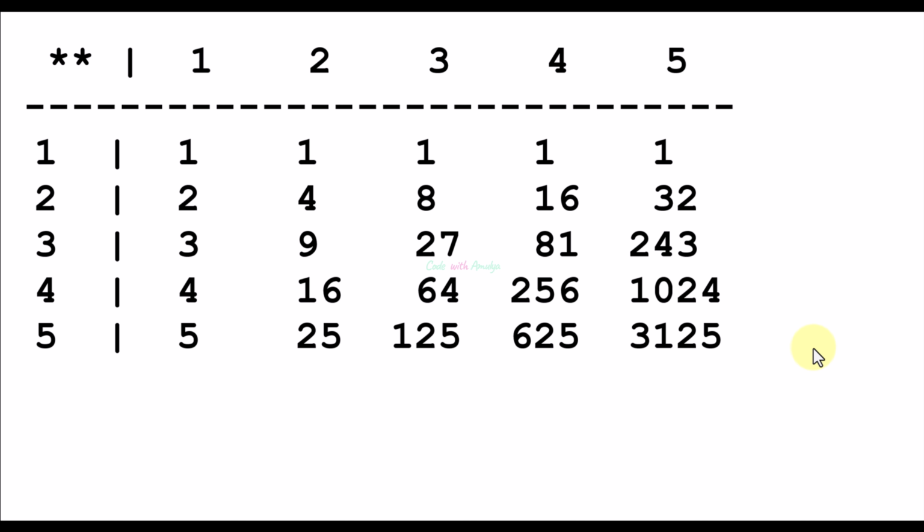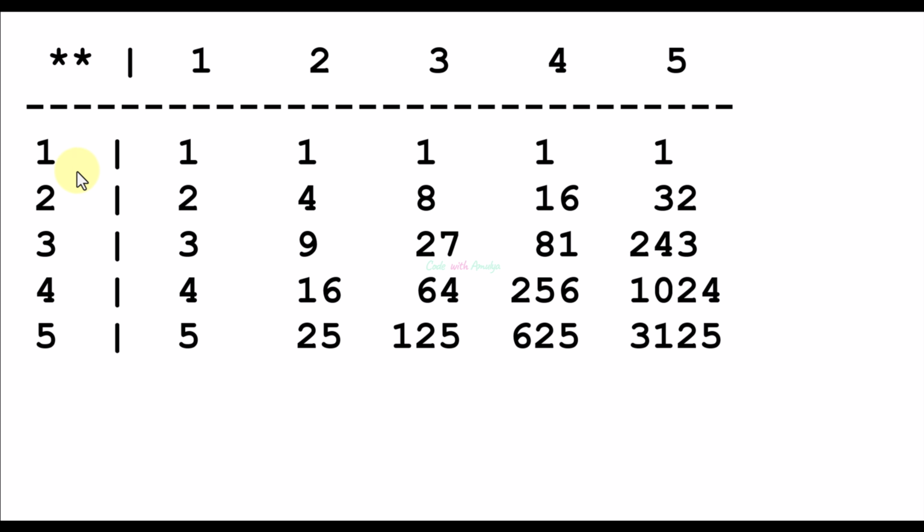Today in this tutorial we'll write a Python program to display a power table. Our output will look like this. This is the power table of size 5, and first here we want to print the operator, then here column number, row number, and this is the result.